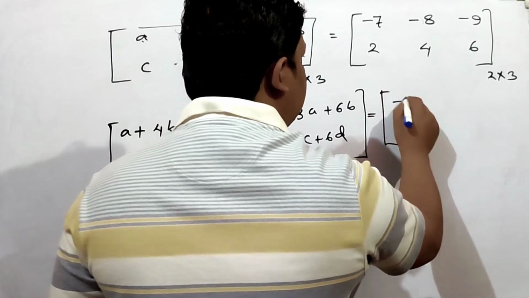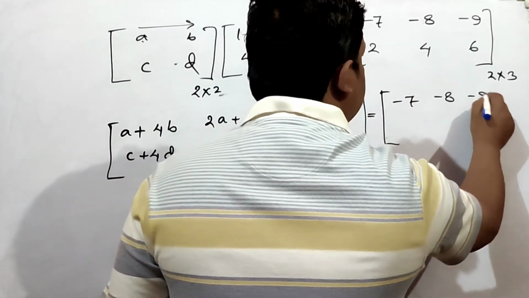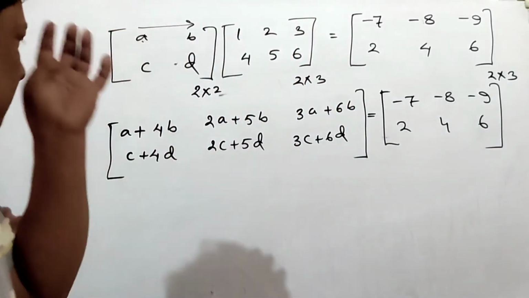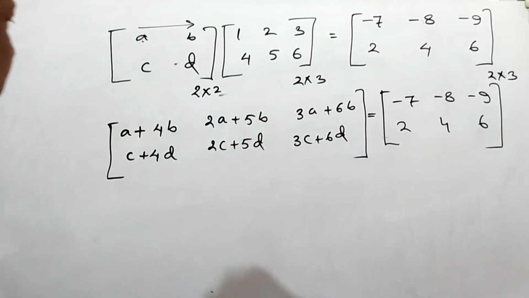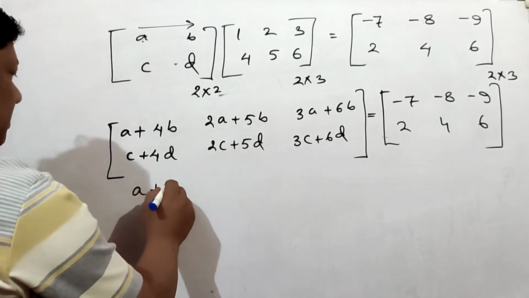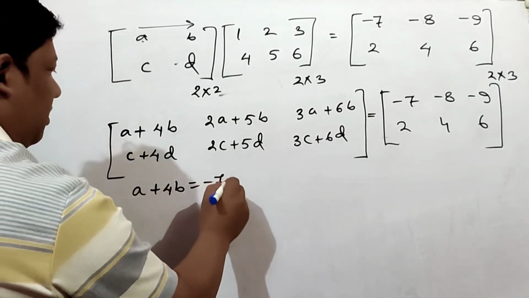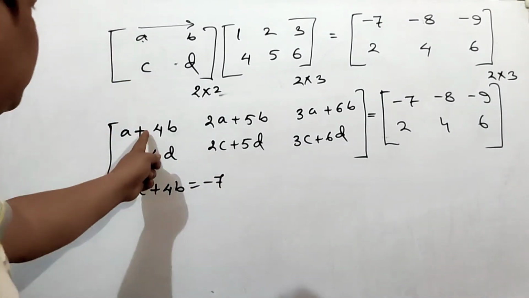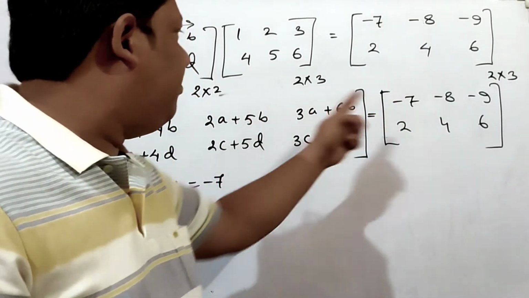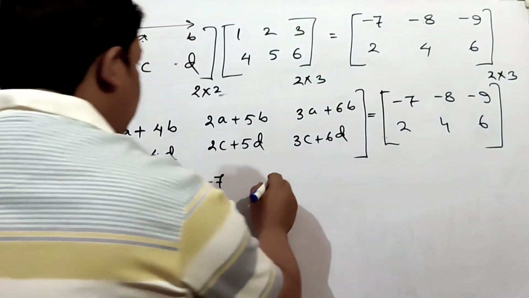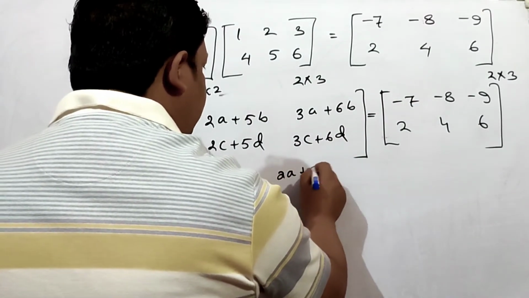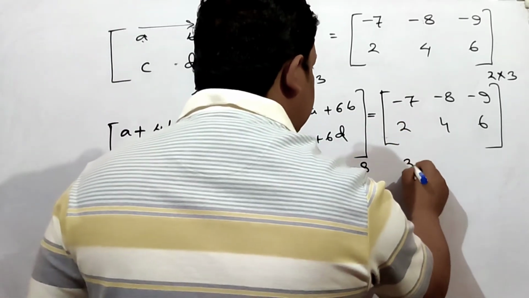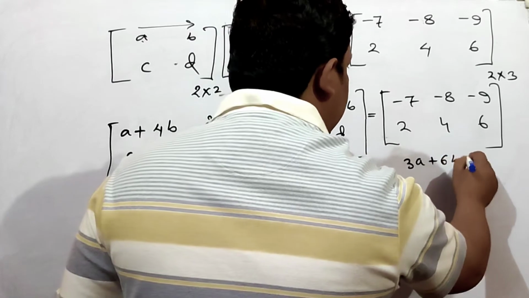Again this part, you get how much? -7, -8, -9, 2, 4, 6. Okay. Now by comparing on both sides, you get a plus 4b equal to minus 7, so first element should be equal to the first and second element would be the second. So you get 2a plus 5b equal to minus 8, and next element 3a plus 6b equal to minus 9.